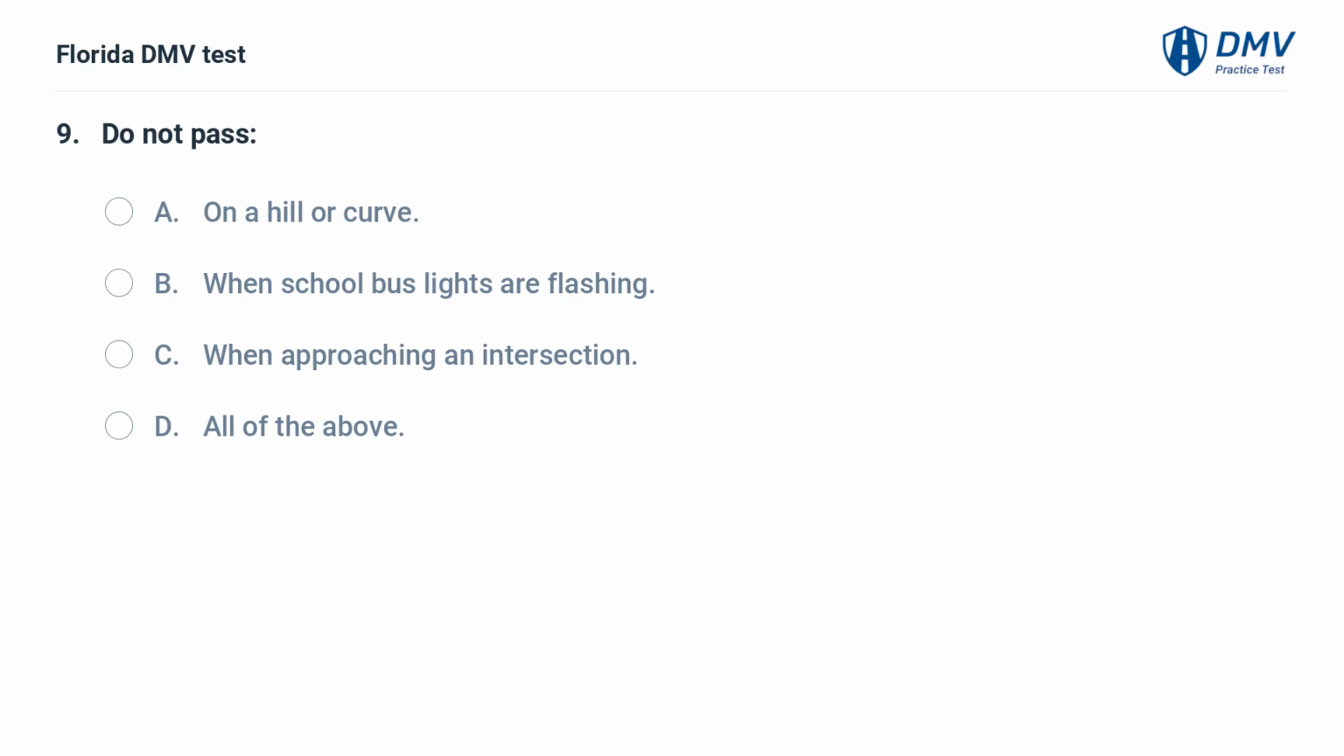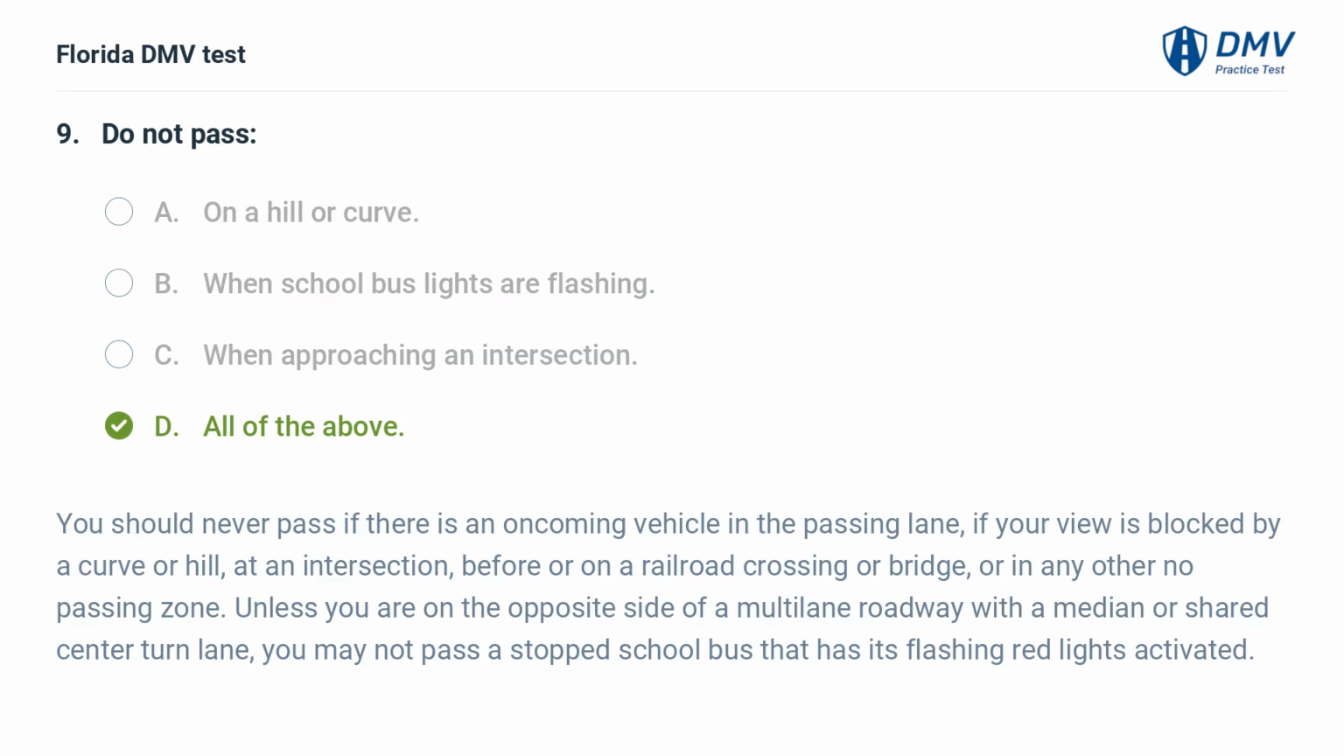Do not pass. A. On a hill or curve. B. When school bus lights are flashing. C. When approaching an intersection. D. All of the above. D. All of the above. You should never pass if there is an oncoming vehicle in the passing lane, if your view is blocked by a curve or hill, at an intersection, before or on a railroad crossing or bridge, or in any other no-passing zone. Unless you are on the opposite side of a multi-lane roadway with a median or shared center turn lane, you may not pass a stopped school bus that has its flashing red lights activated.